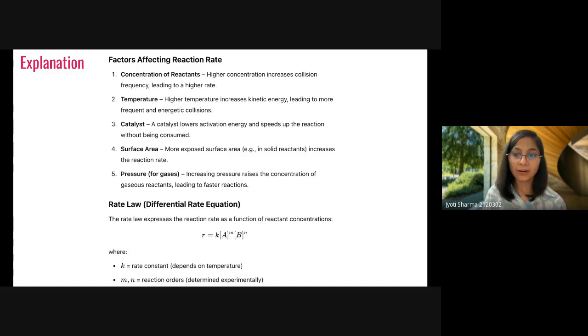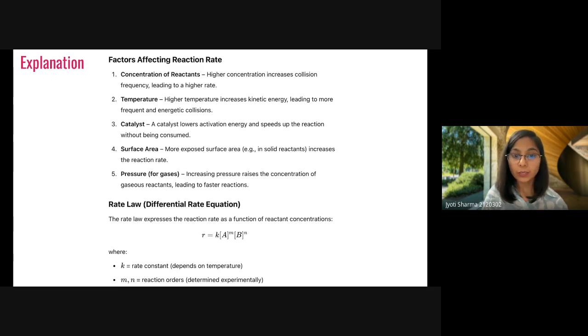Then catalyst. You always know that if we need to speed up the reaction rate, then we have to add some catalyst. What a catalyst does is lower the activation energy and speed up the reaction without being consumed. Then surface area: the more surface area you have, the increased reaction rate you get. Then pressure: if you have more pressure, then obviously collisions will happen very frequently, and this will again lead to an increased reaction rate.